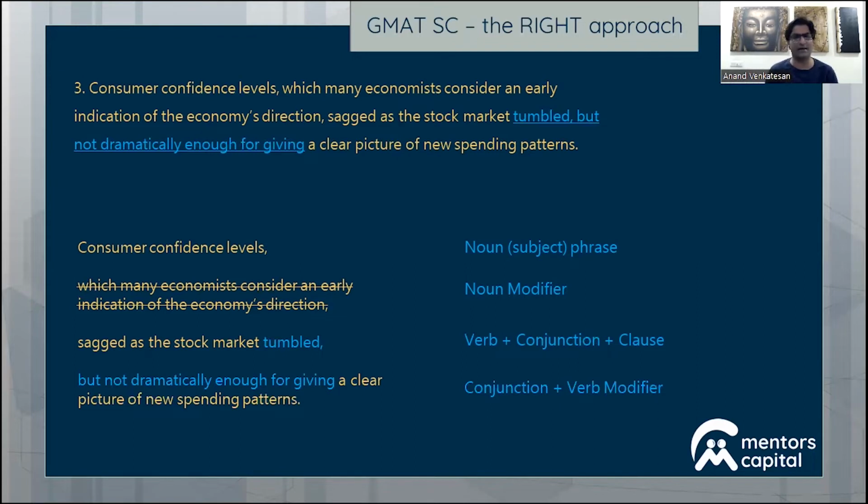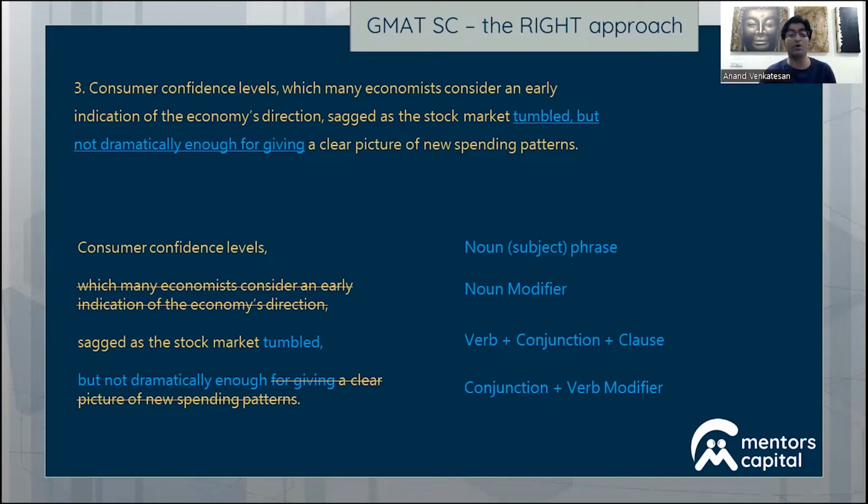At least at a basic level, I can understand that. And is that correct? Well, yes, we're still describing the modifier, sorry, we're describing the verb tumbled. So that makes sense, and that also helps me understand what we're trying to say: that the consumer confidence levels sagged as the stock market tumbled, but this tumbling was not dramatic enough for something else. So that's the meaning. Okay. Now that I've understood the meaning and I've broken down the structure, right?